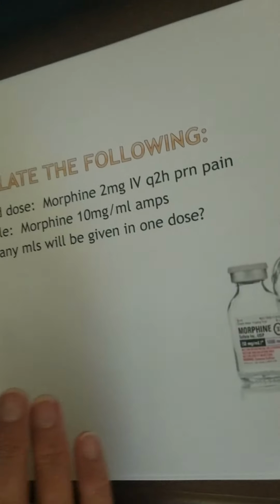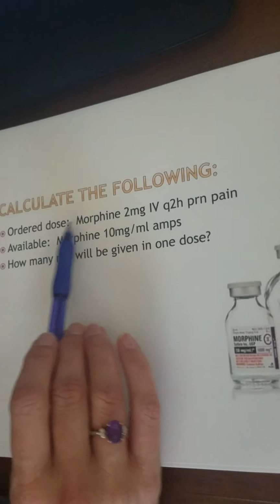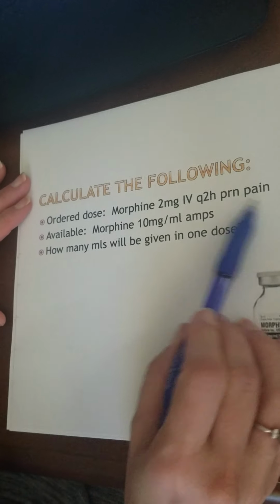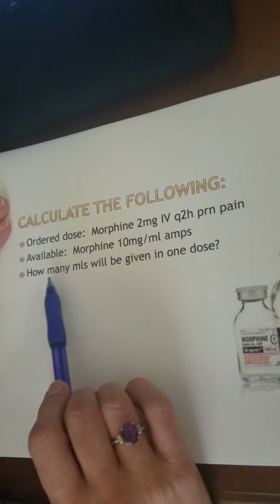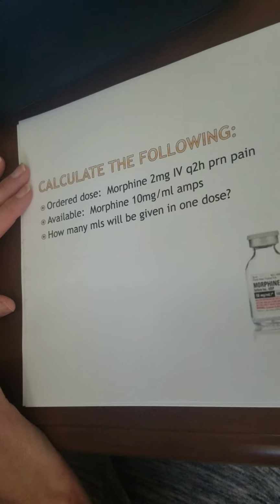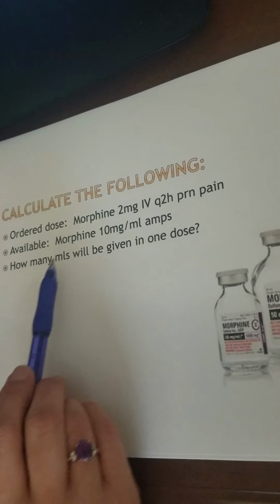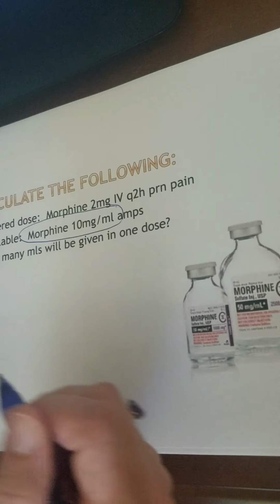Okay. All right. So the first question is: ordered dose morphine 2 milligrams IV every 2 hours as needed for pain. What we have available is 10 milligrams per ml though. So we need to figure out how many milliliters will be given. The best thing that I do for this is create a ratio equation. And what I do first is I write down what we already have.